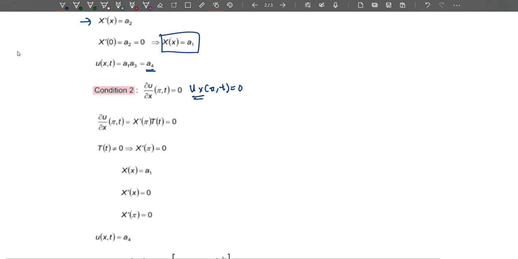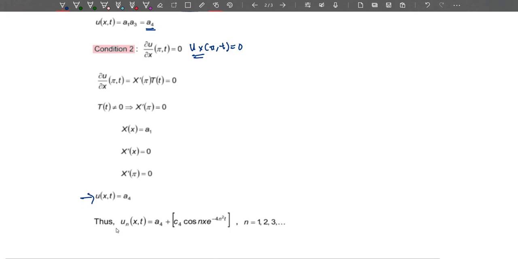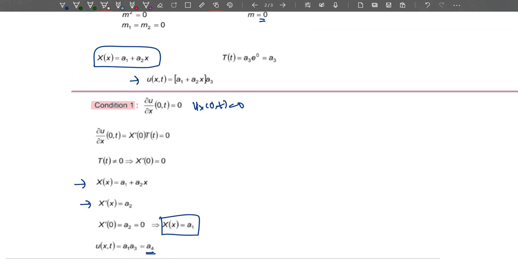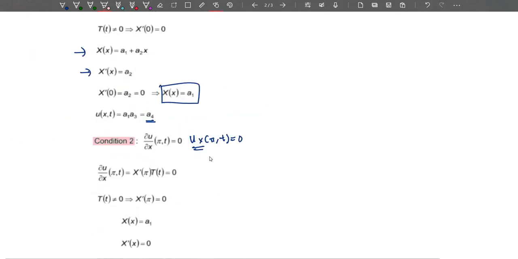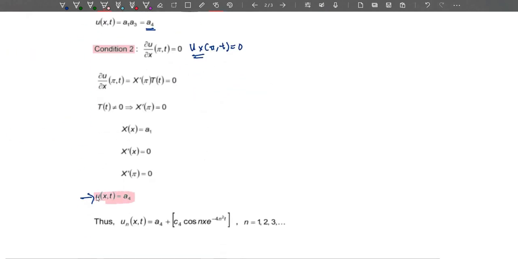Right now u_s(x,t) is equal to a4. And thus it will be a combination: u(x,t) is equal to a4 plus the u_n(x,t) that we have obtained earlier. Where was it again? This one, if I'm not mistaken. Yeah, this one. u_n(x,t) equal to c4 cos nx exponent negative 4n squared t. And the next, u_s(x,t) equal to a4. So a combination of both would be u(x,t) equal to a4 plus, open the bracket, c4 cos nx exponent negative 4n squared t, where n equal to 1, 2, 3 until infinite.